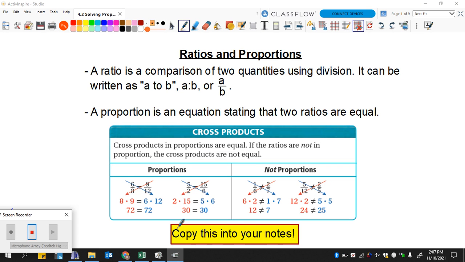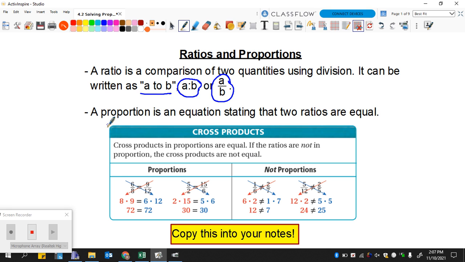All right, in the last lesson, we talked about ratios. Today we're going to talk about ratios and proportions. A ratio, remember, is simply a comparison of two quantities that uses division, and it can be written as A to B, A colon B, which is still read as A to B, or A over B, which is also read as A to B.